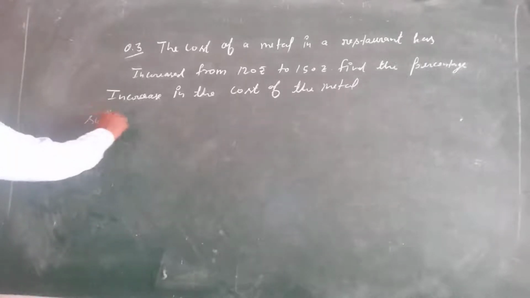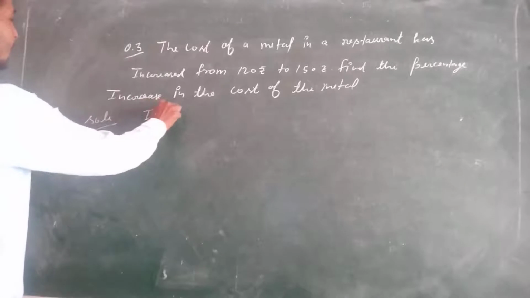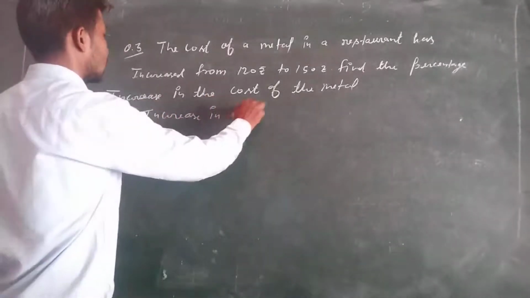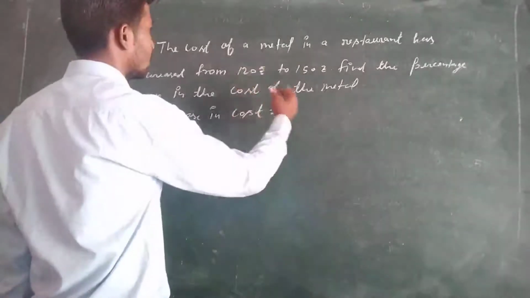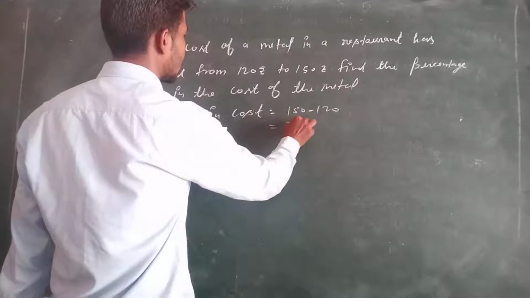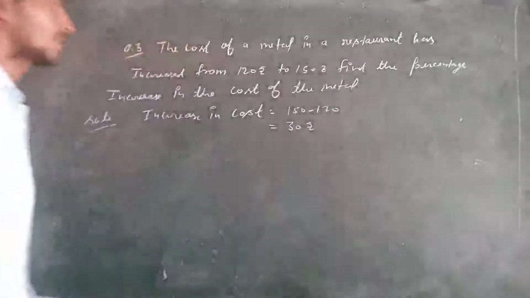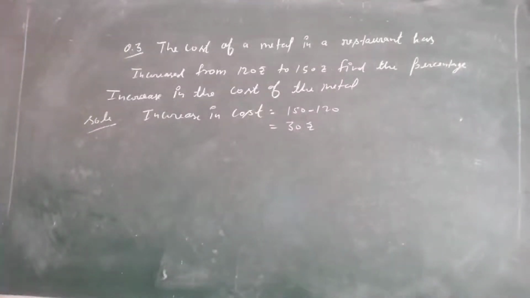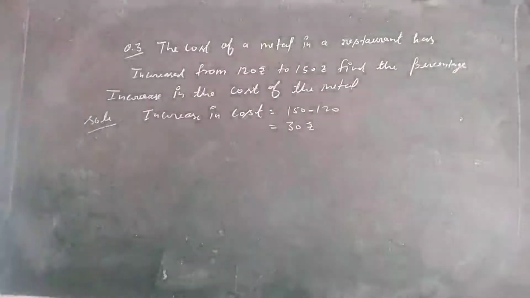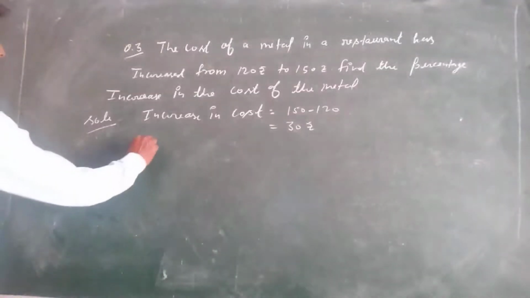So solution, increase in cost. According to the concept, 150 minus 120 means 30 rupees is the increase in the meal cost. Okay, so now you will find the value of the percentage increase. So very simple question.